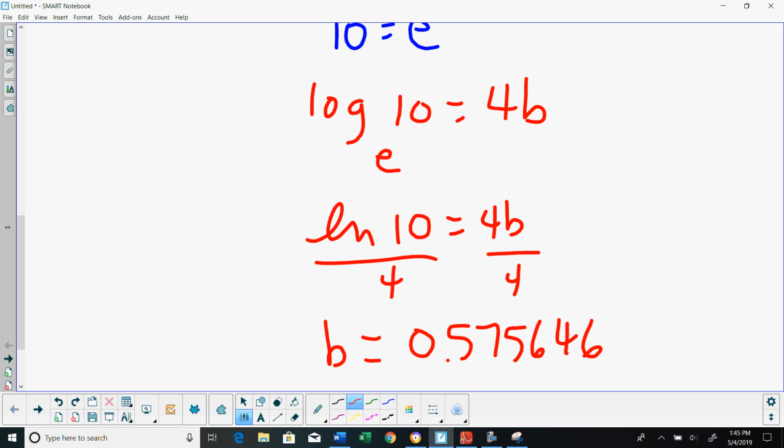So now we're ready to write our model, and our model will be y equals 1/2 times e to the 0.575646 t. I think that's going to be our best answer here.